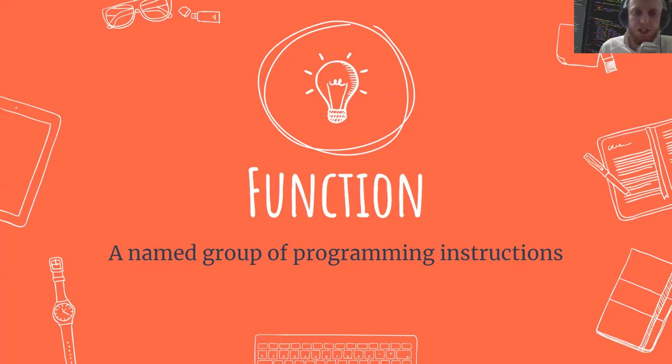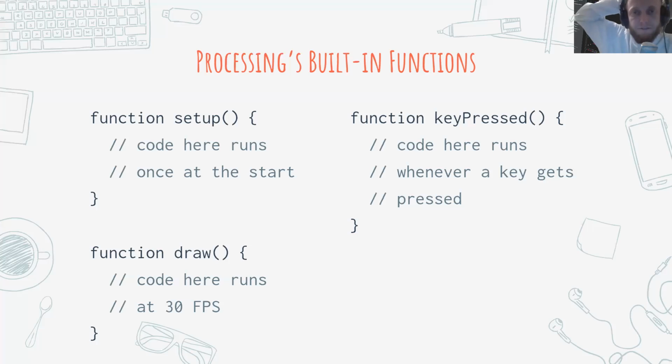Okay, the third definition is function. So we've gone over comments, variables, and now functions. Function is a named group of programming instructions. So variables are names for data. Functions are names for instructions or commands, all right? So here are some functions that are built into the Processing language. Processing is the thing we've been using with JavaScript to make pictures and stuff, basically.